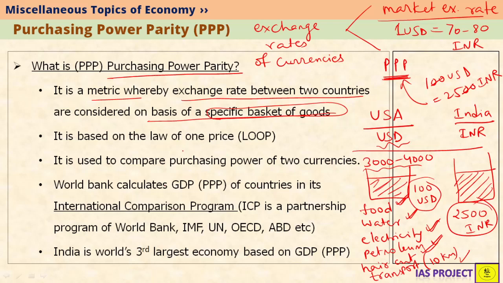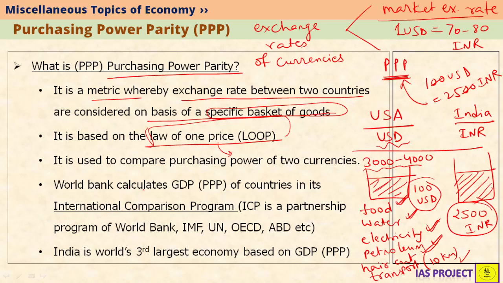Purchasing power parity is based on the law of one price. The law of one price simply states that because of globalization and non-importance of physical boundaries of countries, any good or service for that matter should cost the same in all countries. This is called the law of one price. So one price should exist in all countries irrespective of where they are located. This is the law of one price.